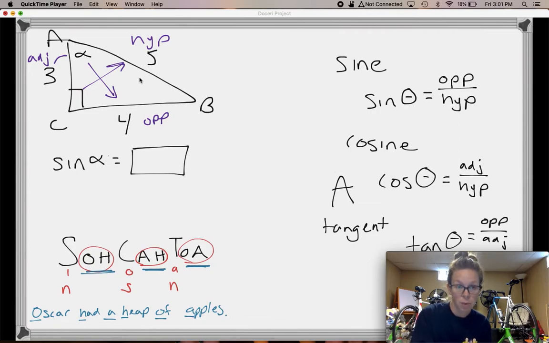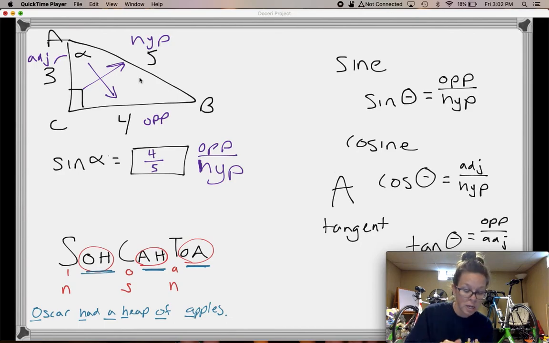Now, in this problem, we're using sine. So we want to remember SOHCAHTOA, Oscar had a heap of apples, sine is opposite over hypotenuse. So what we're going to want to put in this blank is a fraction of the opposite side over the hypotenuse side. The opposite side is the 4, and the hypotenuse side is 5. And that's it. That's all it wants us to type into the box is that fraction. Don't turn it into a decimal. Just leave it as the fraction. Type in the fraction 4 over 5.